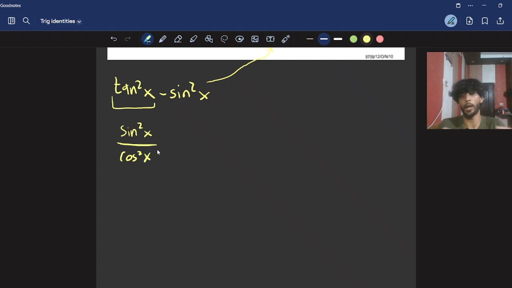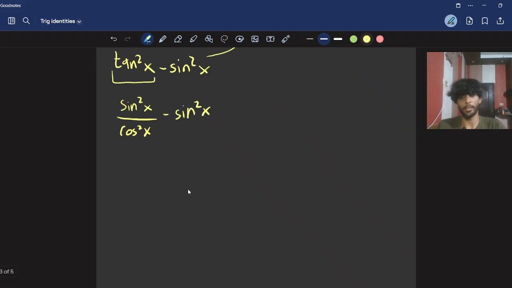As of now, even I don't know how this is going to turn into my answer, but I'm just randomly going to try it out, and something is going to work. So minus sine squared x. Okay, I still don't know what to do, but I can take the LCM, I guess. That's what feels most natural to me. So it's going to be cosine squared x, sine squared x minus sine squared x cosine squared x. Okay, this is what we have so far.